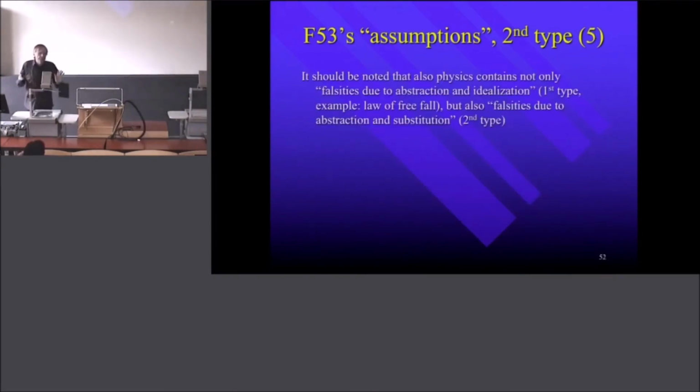Now, in order to get a wider perspective, it's important to compare that, for instance, with physics. Because the physics case was type 1 falsity, and now I'm telling you that physics also uses type 2 falsities. It should be noted that physics contains not only falsities due to abstraction and idealization, first type, like the law of free fall, but also falsities due to abstraction and substitution, second type. From the example that I'm presenting to you, we can learn a lot. You'll see that today.